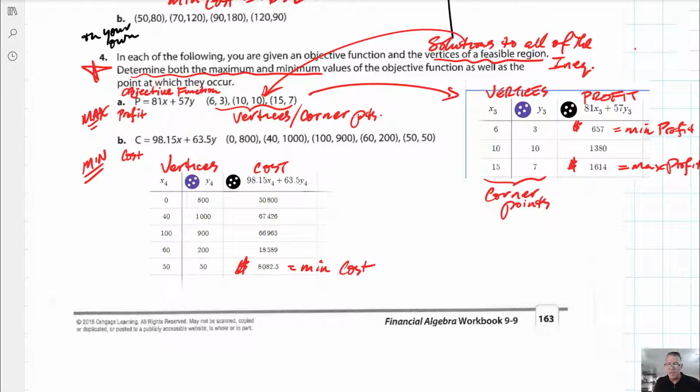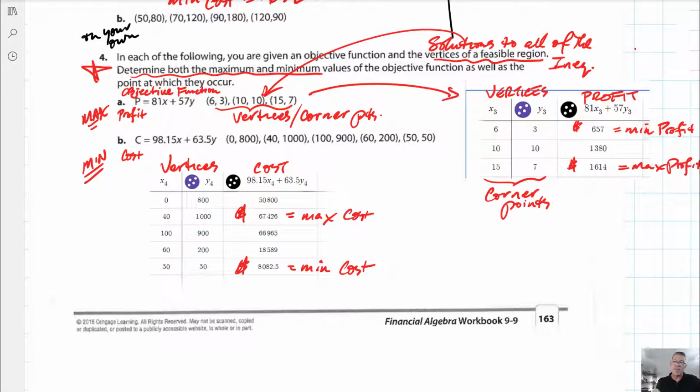Compared to 18,589, 66,965, 67,000, and then 50,800, 8,082 is a lot smaller than all of those. And then the biggest one looks like, oh, not 66,000, we have 67,000. So this is my maximum cost. 67,426 is bigger than 66,965.